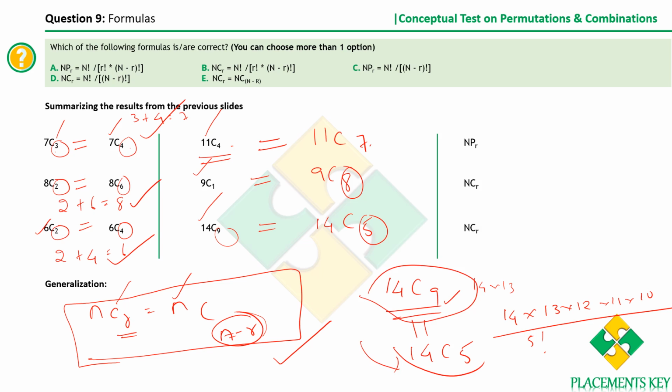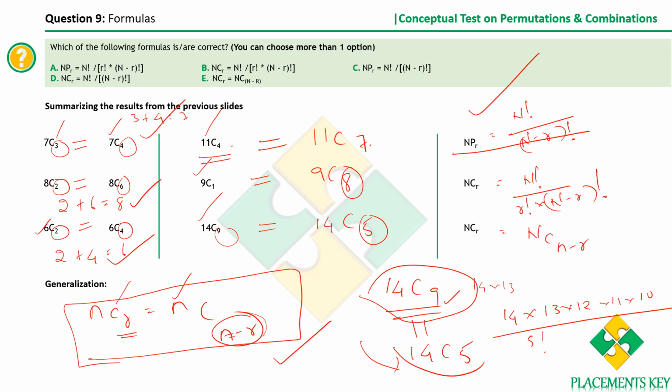Okay. Now just as a final revision, what is nPr that we've calculated? It is n factorial by (n minus r) factorial. Similarly, what is nCr? It is n factorial by r factorial into (n minus r) factorial. Similarly, what is nCr? It is equal to nC(n minus r). Okay, these are the three results that we have learned in this particular concept.